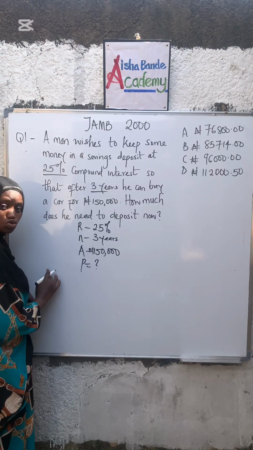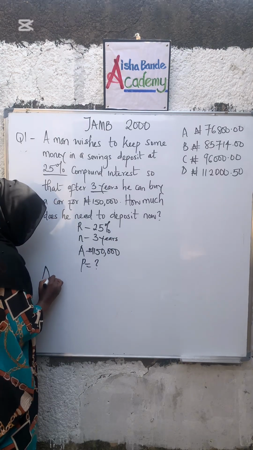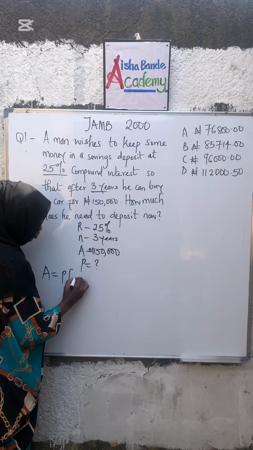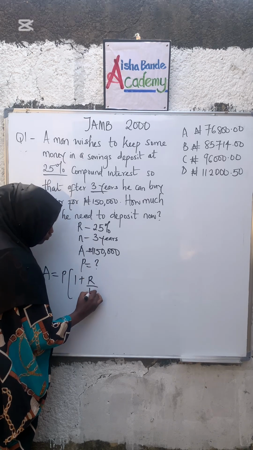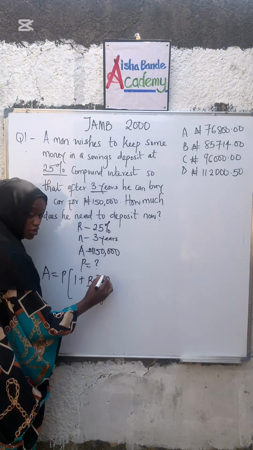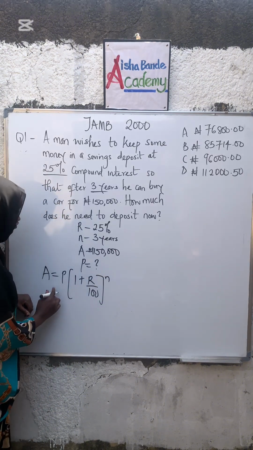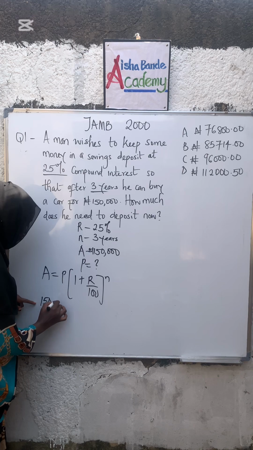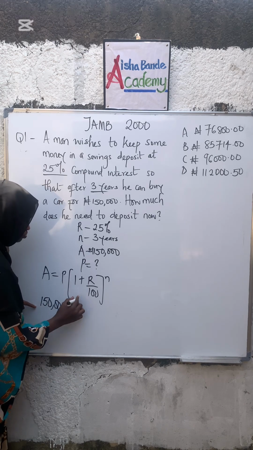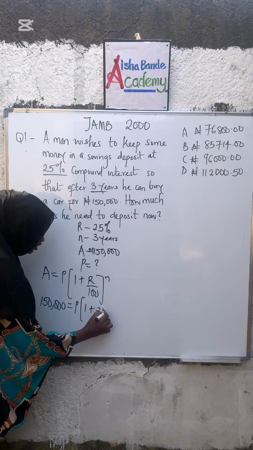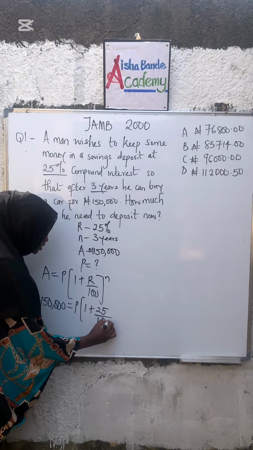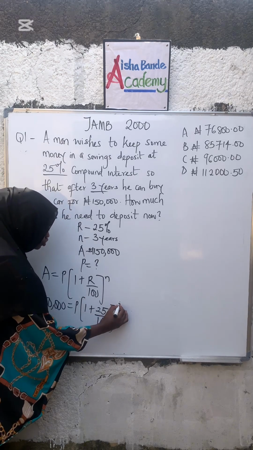So the formula we are going to use to solve the question is A is equal to P open bracket 1 plus R over 100 raised to the power of n. So now let's substitute the values. We have the value of A, which is 150,000, is equal to P, which is the unknown, open bracket, 1 plus R, which is 25 over 100, then n, which is the power of 3.